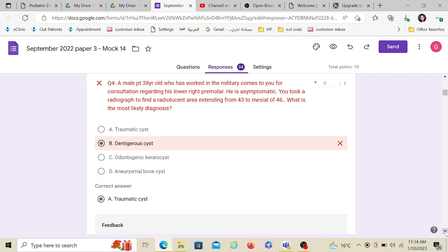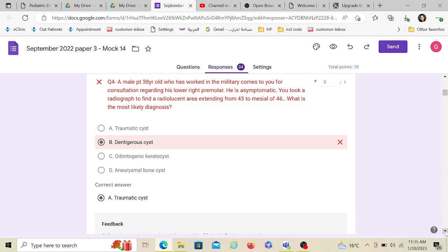What is the most likely diagnosis? Traumatic cyst is my first guess. Dentigerous cyst, it cannot be because no tooth is missing, and dentigerous cyst is always around the crown of a tooth. Plus, it has to be associated with some expansion or pain, which is not the case. Odontogenic keratocyst, in this scenario, one tooth has to be missing. The question has not mentioned so. Aneurysmal bone cyst, that can be true, but given the question is telling you that the patient has worked in military, I'm going to go more with the traumatic cyst. It can be aneurysmal bone cyst also. If traumatic cyst wasn't given and some other option was given, I would have probably chosen aneurysmal bone cyst.